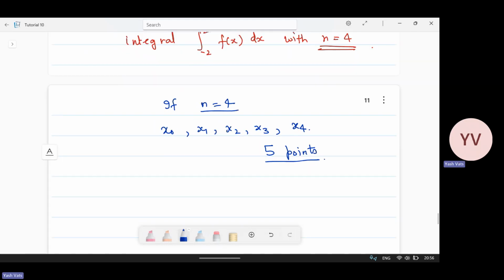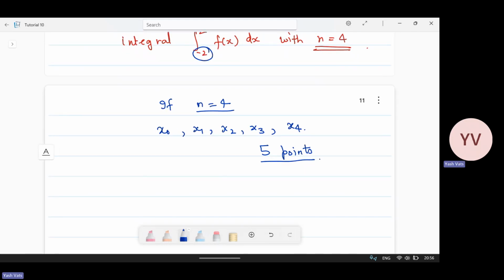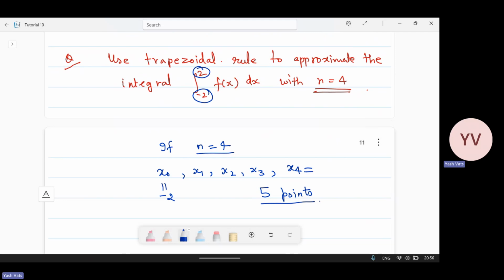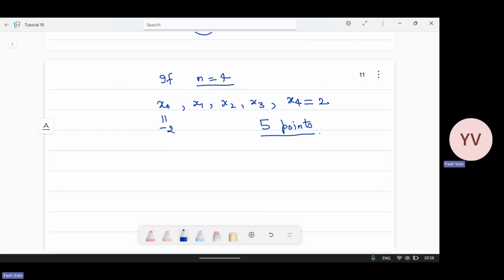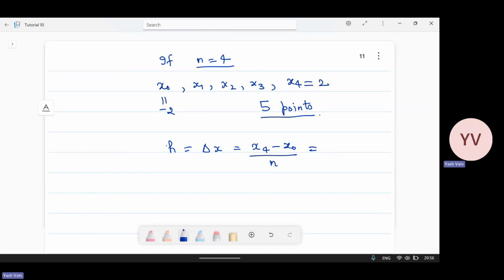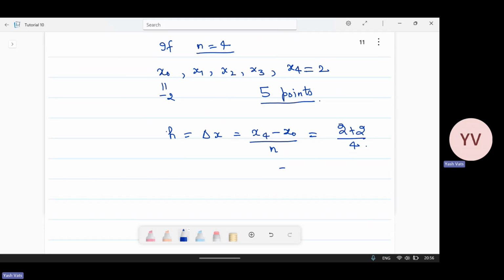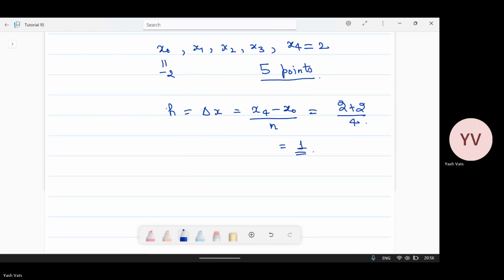You have to start from -2, because it starts from -2, and it ends at 2. So you need to take x4 to be 2. Then how many points will you get in between? So h, or del x, is basically (x4 minus x0) by n, and n is 4 here. So (2 plus 2) by 4, which is 1. So h is 1 here. Wait a second.